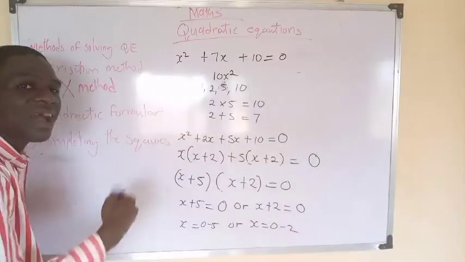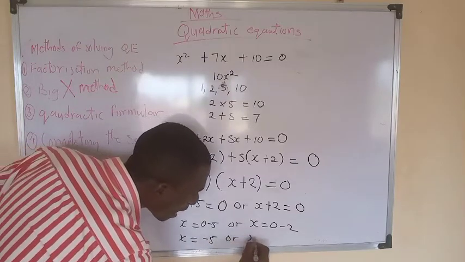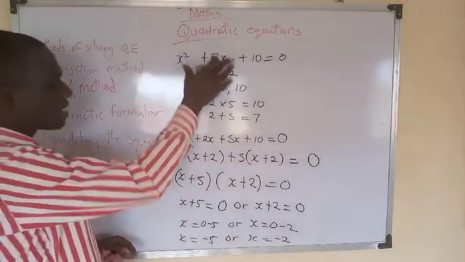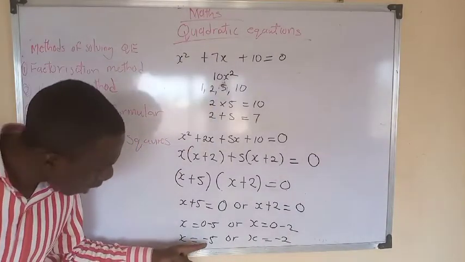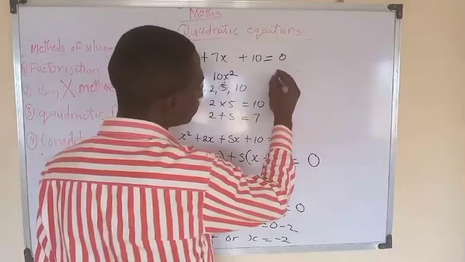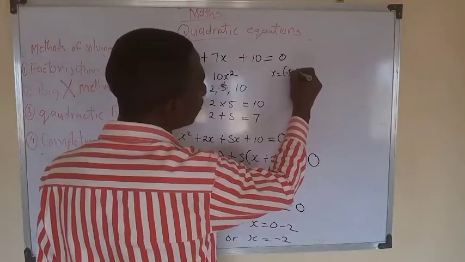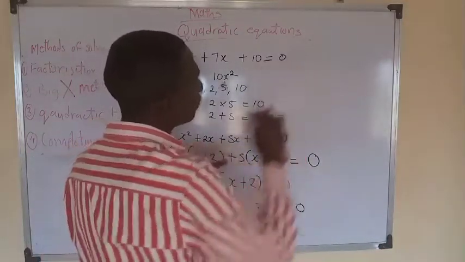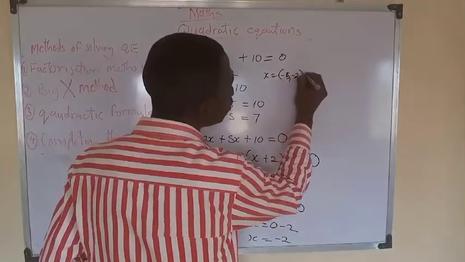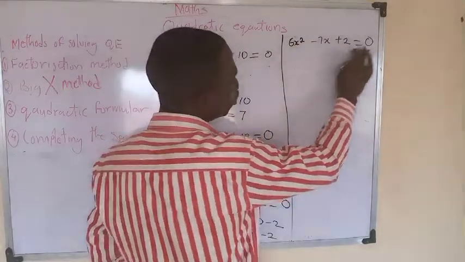And 0 minus 5 gives us what? Minus 5. Because that means nothing out of 5. So our x will be equal to minus 5, or x is equal to minus 2. Therefore, our final answer after factorizing this will give us x equals minus 5 or x equals minus 2, which can be written as this. x is equal to minus 5, minus 2. Right? Let me write it properly. x is equal to minus 5, minus 2.